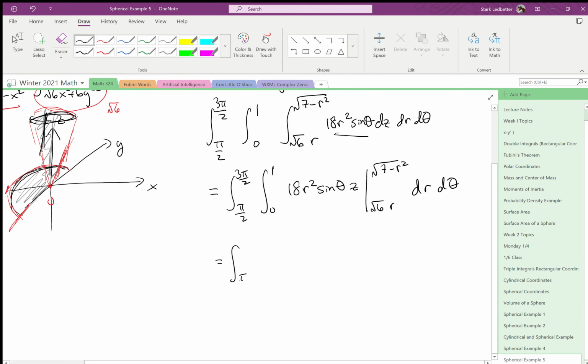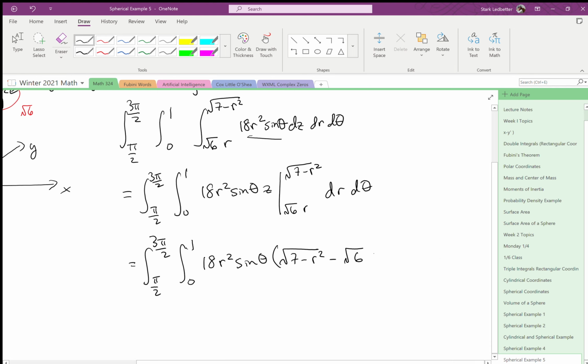So pi over 2 to 3 pi over 2, integral from 0 to 1, we're going to plug these in now: 18r squared sine theta, the root of 7 minus r squared minus the root of 6r. R is outside the root here. dr d theta. Okay, is this easy or hard to integrate? The second term is no problem. Once I expand, I have r cubed, basically, with a bunch of constants. First term, a little bit more of a problem. I have r squared times the root of 7 minus r squared. It's not an easy u sub. It's probably a trig sub. Okay, so that's hard.